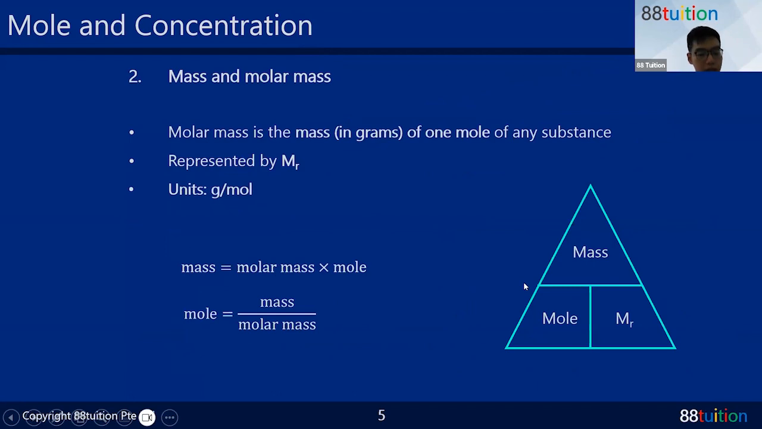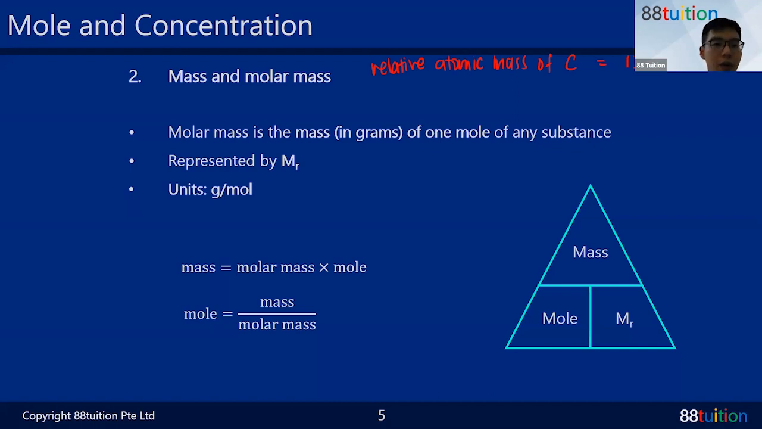Then the second one is about mass and molar mass. So the question comes: why did this guy choose this particular value, 6.02 times 10 to the 23? Let's take a look at your periodic table. Why he chose that number was because of this reason. Do you see that the relative atomic mass of carbon is 12? This one is in your periodic table. It's the mass number.